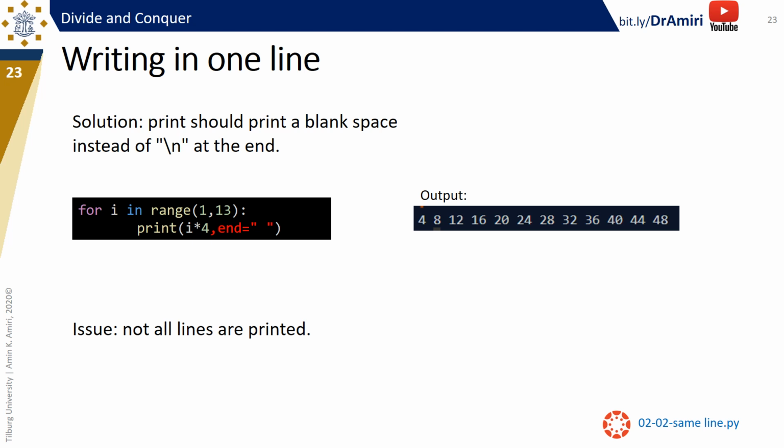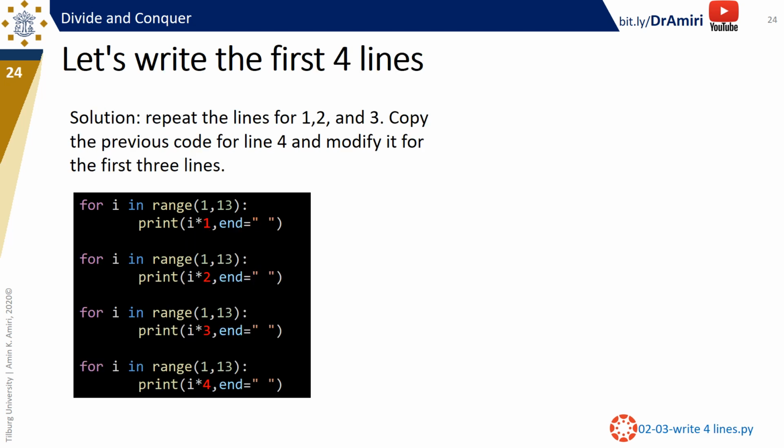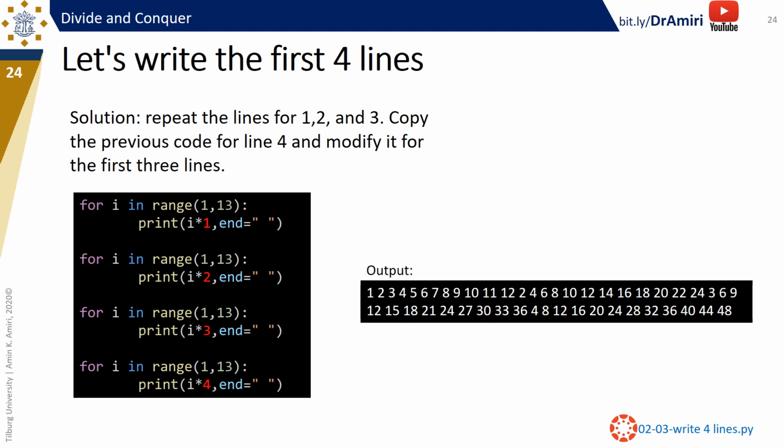We want to print all lines from 1 to 12. But I focus on only the first 4 lines so that it makes it easier for me to attack the problem. I repeat the code that I had for the fourth line, which you see at the bottom. I copy that and paste it before the fourth line's code, and I only need to change the number 4 to 3, 2, and 1. And you can see that as a result of that, the output is like this.